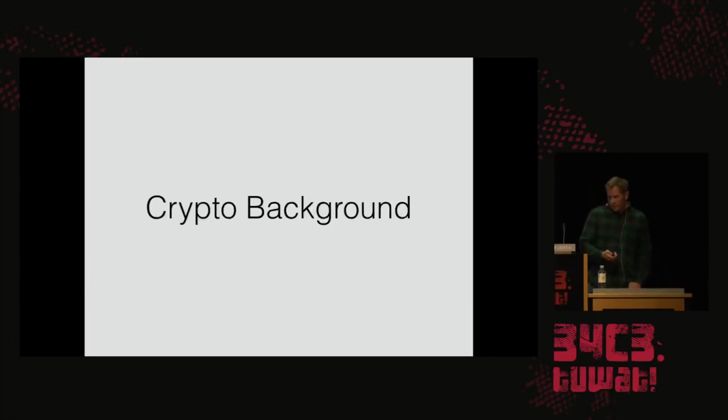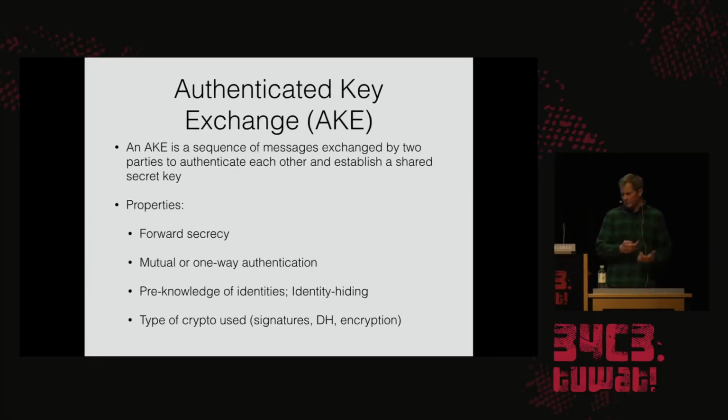So to understand these sorts of protocols, secure channel protocols, I'm going to want to start by giving just some background on the type of cryptography that's involved in them. The main cryptographic construct in any secure channel protocol is going to be what cryptographers call an authenticated key exchange, or AKE protocol. And an AKE is just a sequence of messages that go back and forth between two parties, between Alice and Bob, so they can authenticate each other, and then at the end of that have a shared secret key that they know they share with their authenticated party.